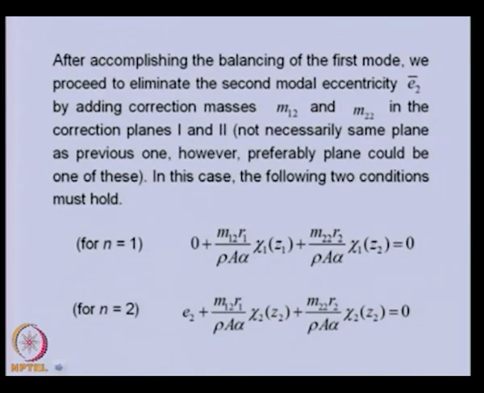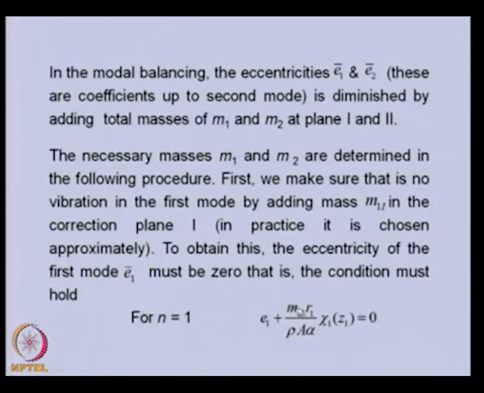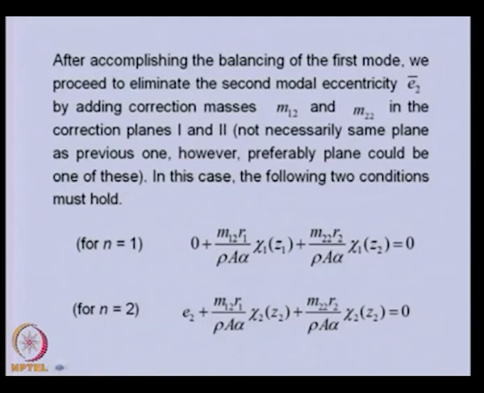Now, we will be rotating the rotor around the first critical speed. We will choose this particular mass such that the responses are diminishing. That means this E1 we expect will be 0 corresponding to this particular mass.